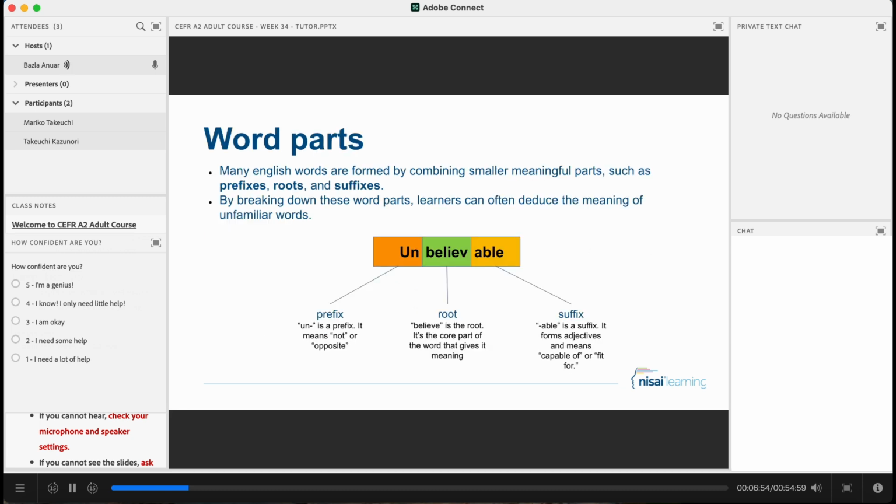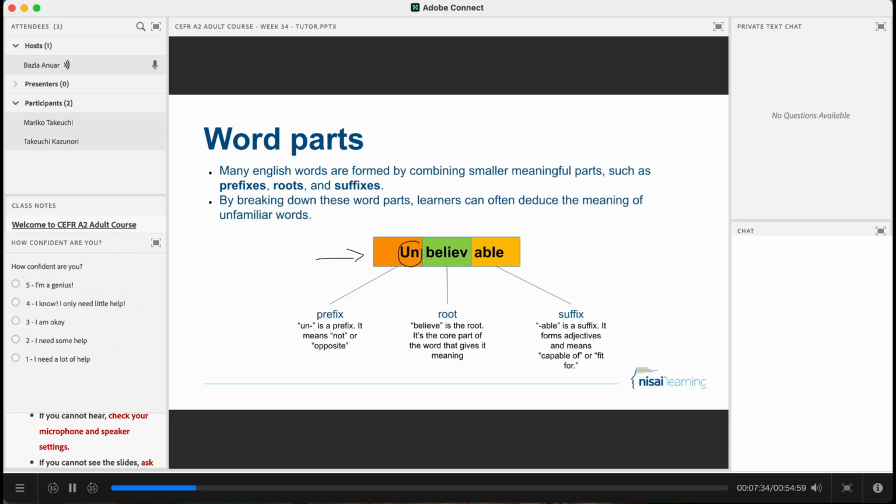All right, so let's talk about word parts. Many English words are formed by combining smaller, meaningful parts such as prefixes, roots, and suffixes. By breaking down these word parts, we can often deduce the meaning of unfamiliar words. So I have here an example, the word unbelievable. If we look at the orange part, un, this is what we call a prefix. It means not or opposite.